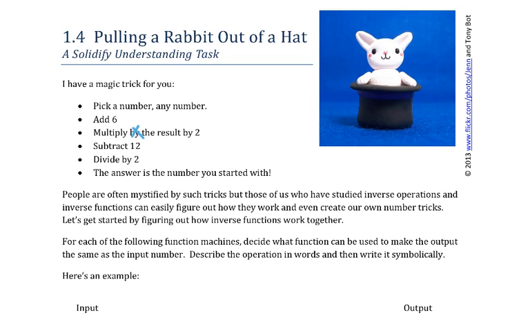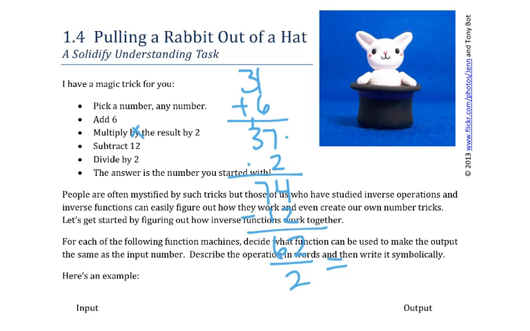So let's pick just a random number, 31. If I add 6 to it, that will give me 37. If I times 37 by 2, that would give me 74. Then I subtract 12 from that. That would give me 62. And then divide by 2 takes me back to 31.